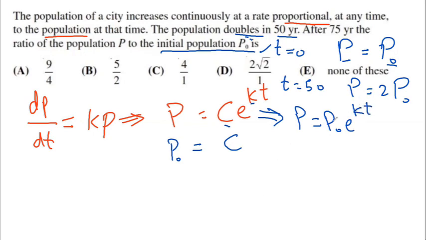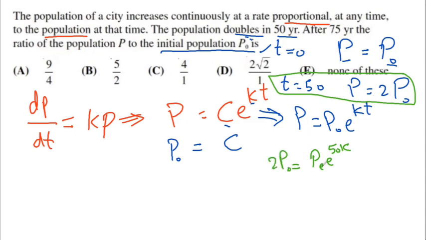Okay, so we use the other condition as well. t equals 50, p equals 2 p naught. So we have p naught e power 50k equals, instead of p, we write 2 p naught.